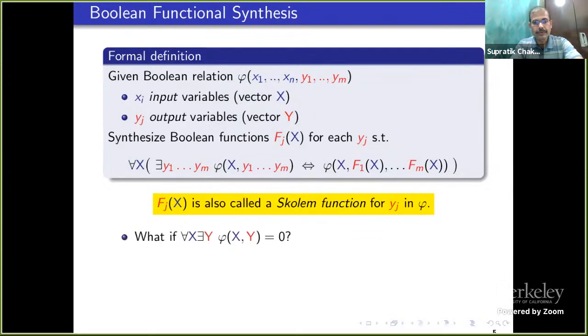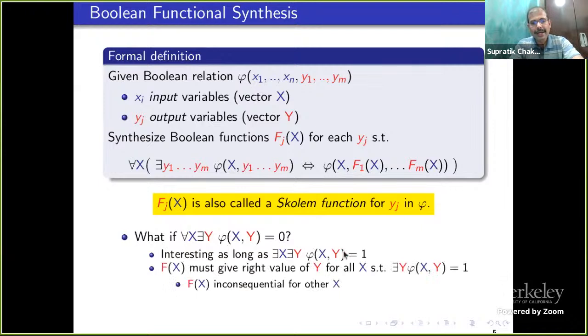And we've already looked at this, that it may be the case that for some x's I may not have any y's, but still the problem is interesting as long as there are other x's for which I can find y's such that the specification holds. And for every x for which there exists a y, I should get the right thing. I should get the right value of y.